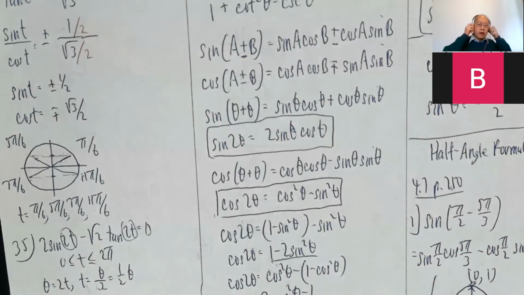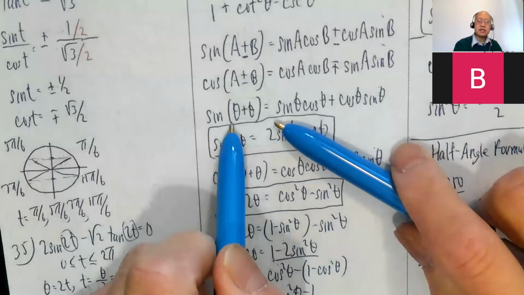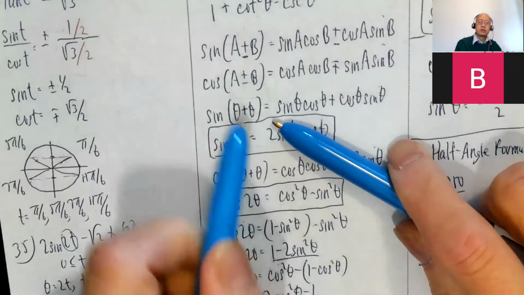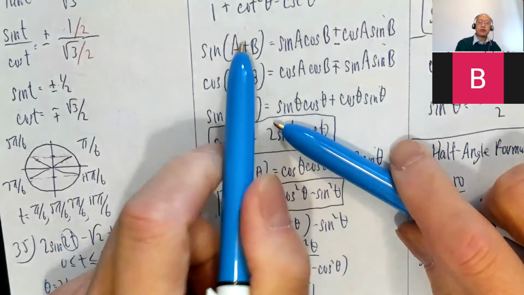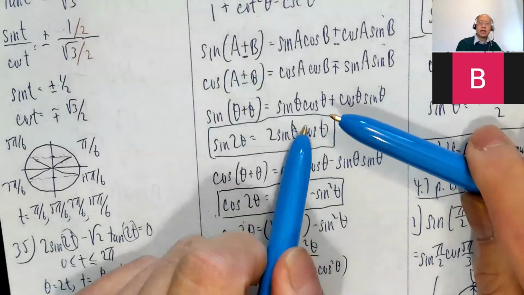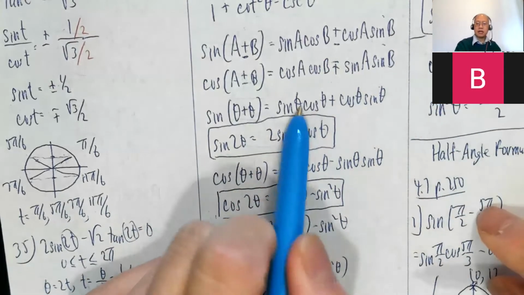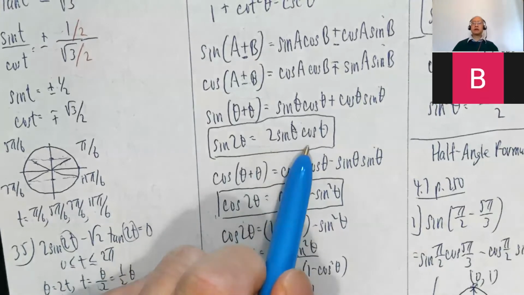All right, then we have the double angle formulas. These actually are easy to prove, so I'll spend time to prove this. Sine of 2 theta. You can think of 2 theta as theta plus theta. So sine of theta plus theta, and use the top formula: sine theta cosine theta plus cosine theta sine theta. Well, that's the same thing, so you end up with 2 sine theta cosine theta.